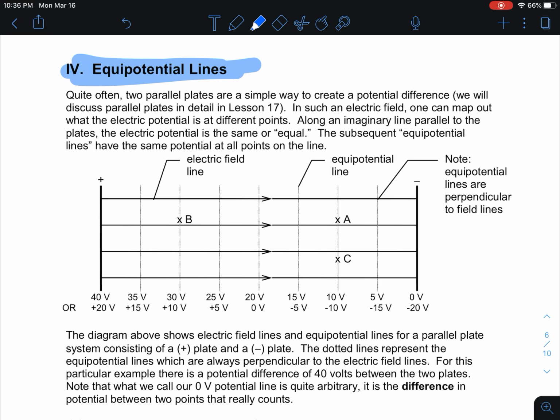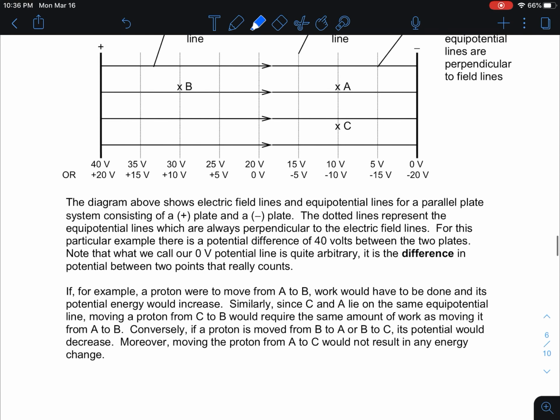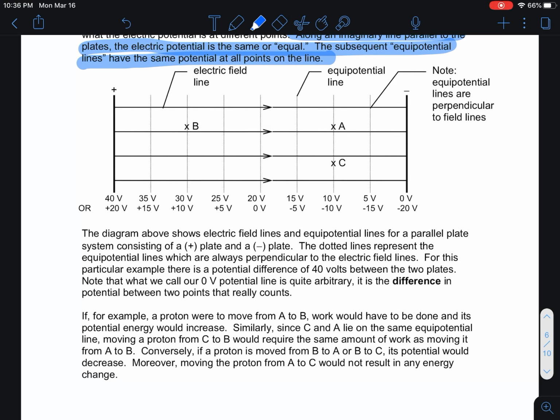So the way that they are drawn is that you want to draw your field lines first. And so you're going to draw your field lines based on what a positive test charge would do, and then your equipotential lines are going to be perpendicular to your field lines everywhere along the way. And so that's said here. The dotted lines represent the equipotential lines, which are always perpendicular to the electric field lines. Fine. And it's meant to represent a certain amount of potential at a given position.